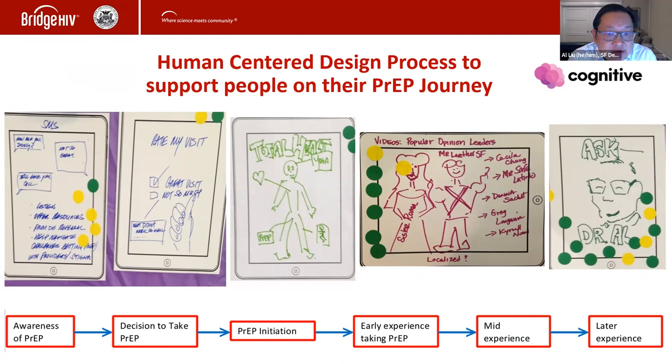And so we went through this human-centered design process, which began with mapping out the PrEP journey, which you can see at the bottom of the screen, from awareness of PrEP all the way to people being on PrEP for a longer period of time. And we gathered youth as well as community stakeholders in a co-design process where we asked people what they thought could be ways to really engage youth in the intervention, and had them draw out their ideas. And you can see some of the ideas here.